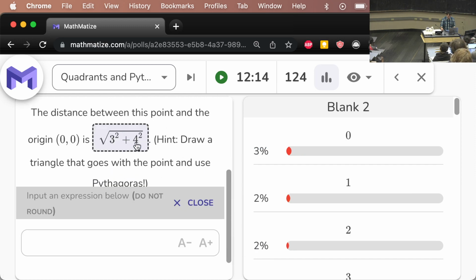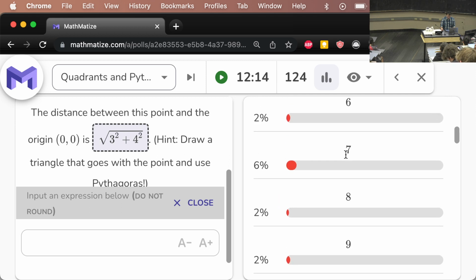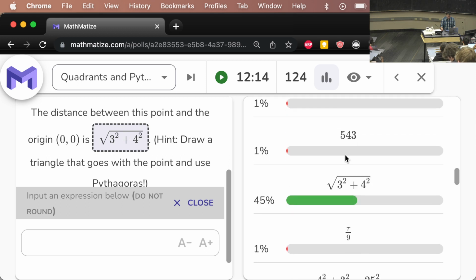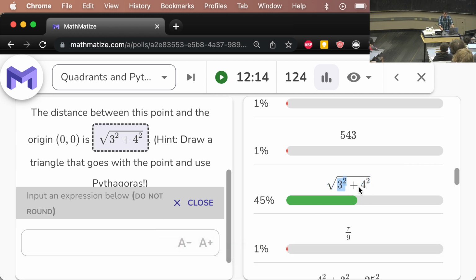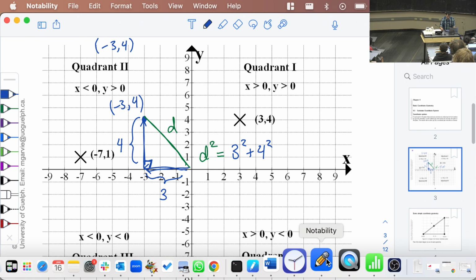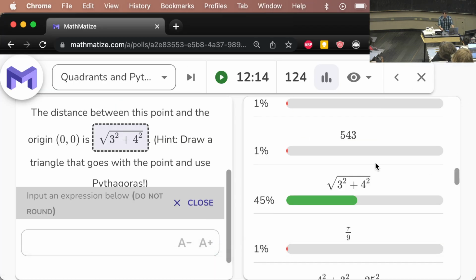What did people say? Lots of random answers. 45% of people got it right. This is the right answer. And if you put it in your calculator, 16 plus 9 is 25. The square root of 25 is 5. So if you actually calculate what this is, therefore, d equals the square root of 25 equals 5. That is the correct answer.